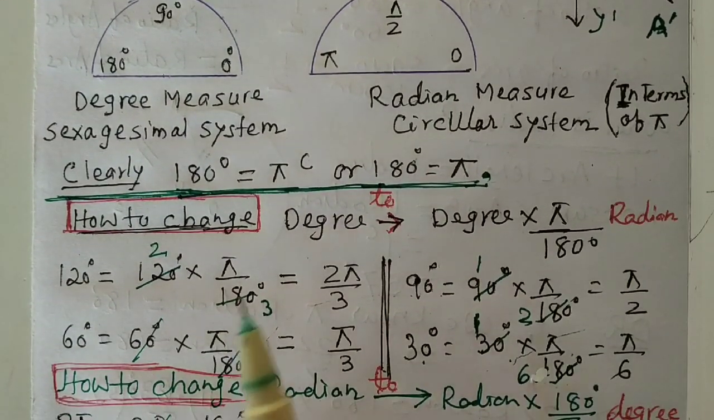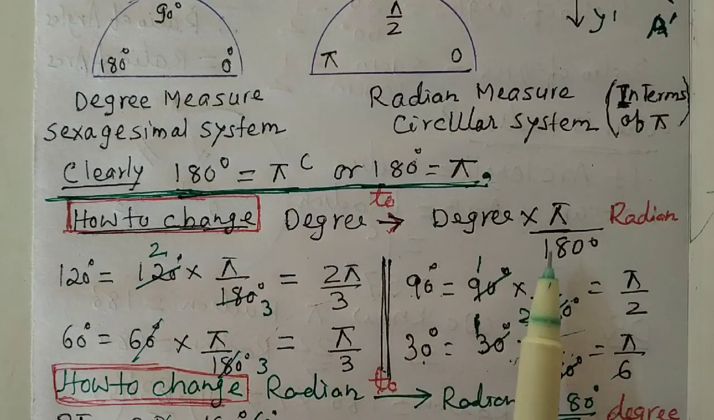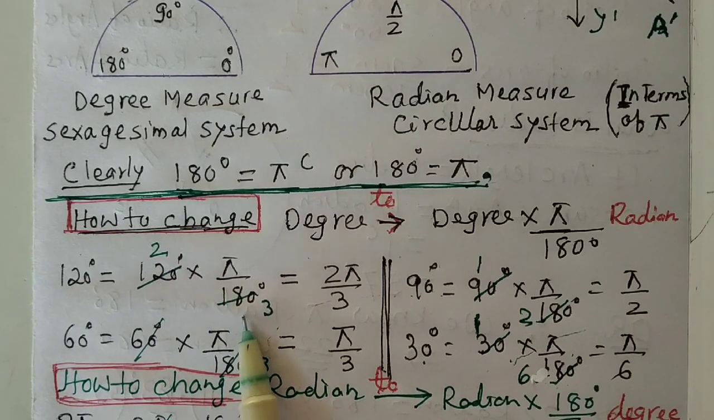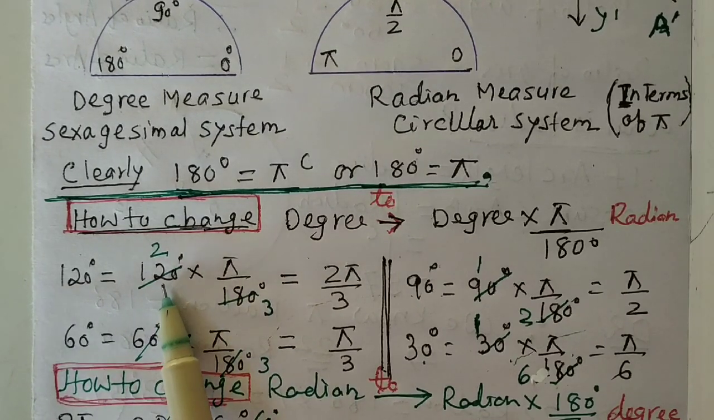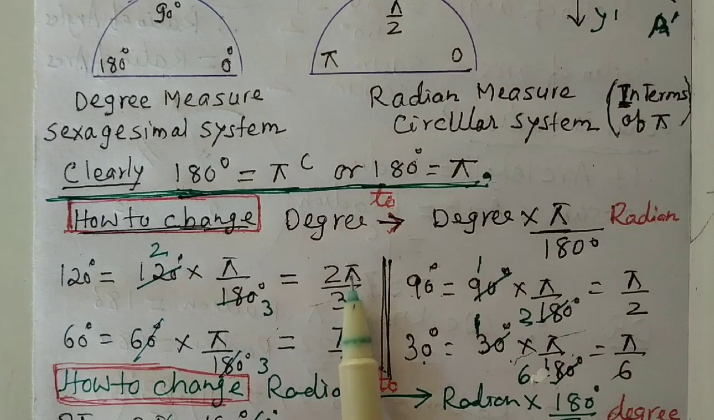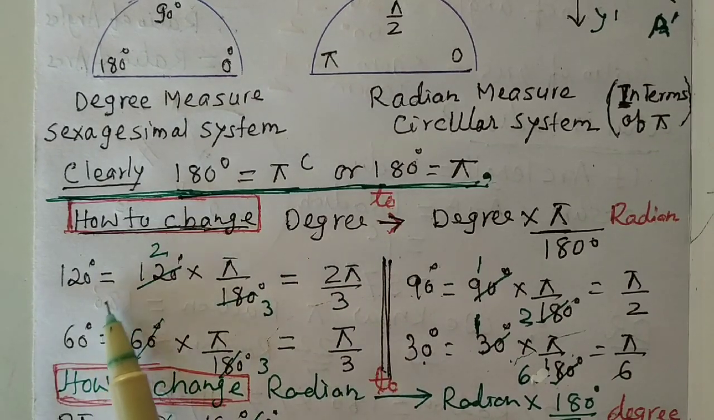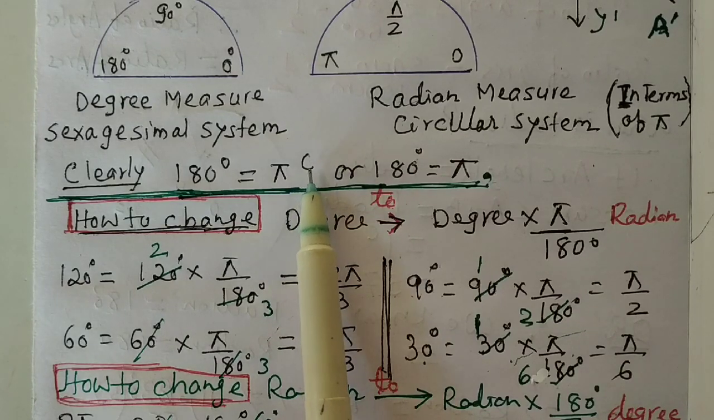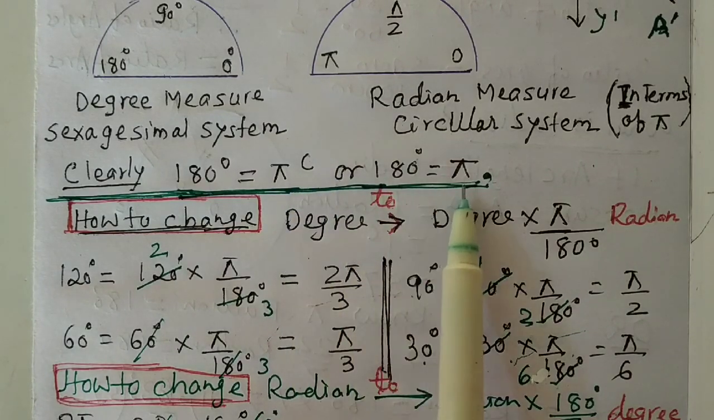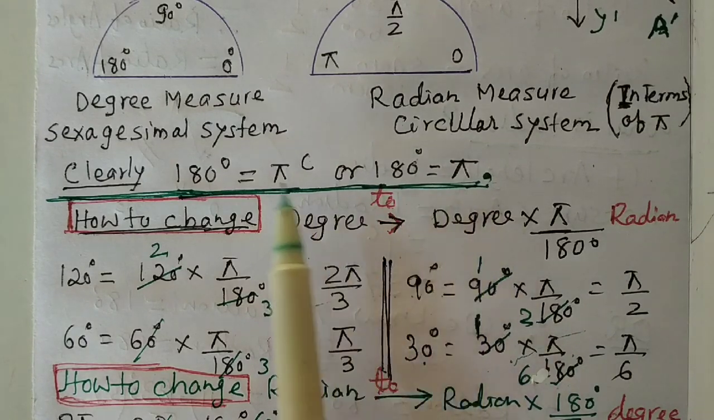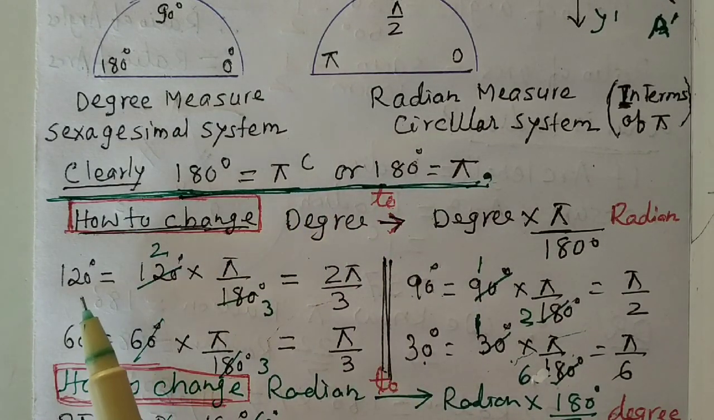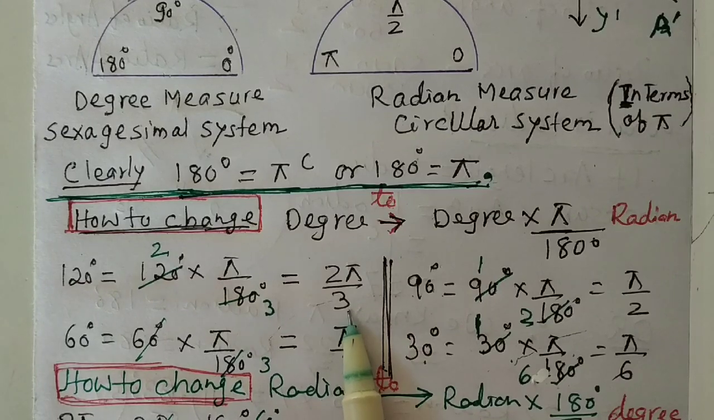How to change it? The degree is multiplied by pi over 180 degrees. 120 degrees multiplied by pi over 180 degrees, cancel with 60, table of 60, 2 and 3, gives 2 pi by 3. So the degree is changed to radian. The radian is denoted by C, or you may omit C. Simply pi is called pi radian. C is not necessary to be written, and you should not write C everywhere. Simply pi. So 120 degrees is equal to 2 pi by 3 radian.